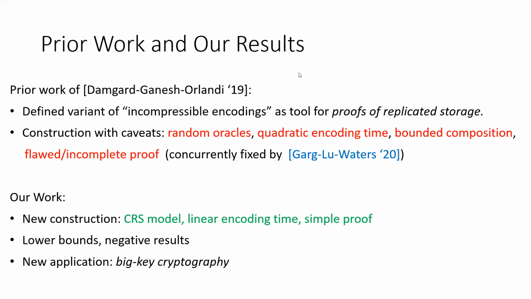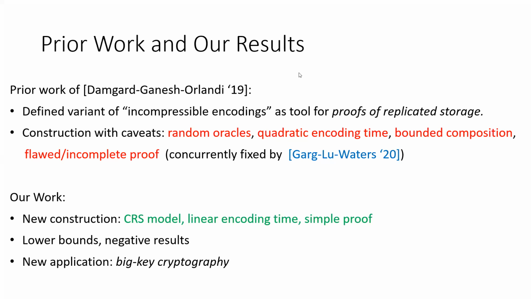I'll tell you more about the comparison between these two works and some variants of what kind of incompressible encodings they achieve. We also give some lower bounds and negative results that essentially show that some aspects of our constructions are optimal. For example, we need to rely on a CRS. We cannot do it in the plain model. And lastly, we give a new application to Bitcoin cryptography.